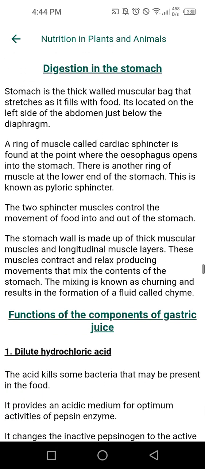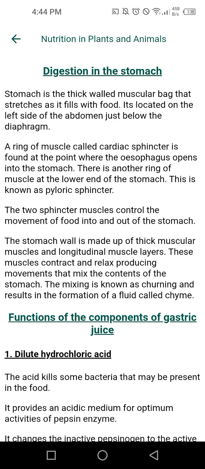Stomach is the thick-walled muscular bag that stretches as it fills with food. It's located on the left side of the abdomen just below the diaphragm. A ring of muscle called cardiac sphincter is found at the point where the esophagus opens into the stomach. There is another ring of muscle at the lower end of the stomach. This is known as pyloric sphincter. The 2 sphincter muscles control the movement of food into and out of the stomach.